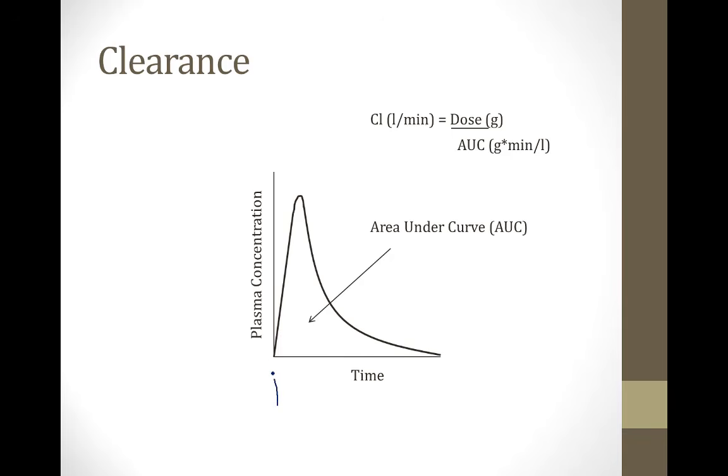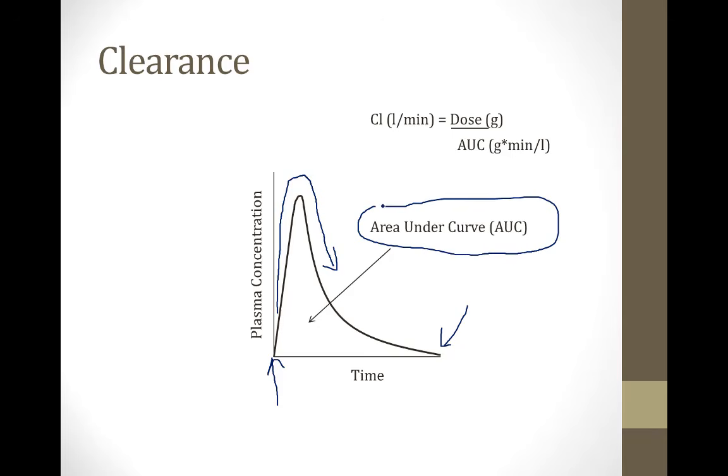Imagine that we administer a drug at time 0. What we would see is that the plasma concentration would begin to rise, then it would peak, and then it would begin to fall as the drug is excreted from the body, and eventually it would fall to 0. You can use the area under the curve, which can be determined mathematically, to calculate the clearance. If you take the dose that was initially administered and divide by the area under the curve, you will get an answer that has units of liters per minute, and that answer will be the clearance of that drug from the body.